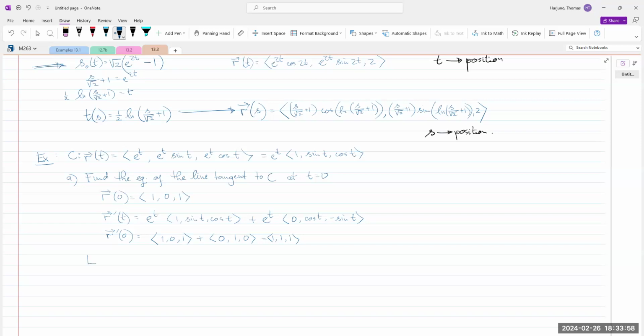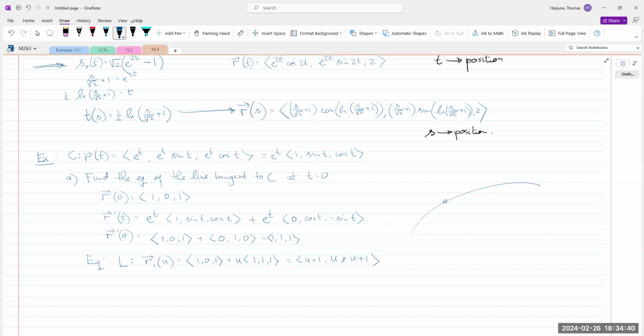Okay, so the equation of the line, the tangent line, is given by, let's call that R1U maybe, just to differentiate that from the T. R1(U) equals the position plus U times (1, 1, 1), which is (U+1, U+1, U+1). Okay, that's the line. So imagine you have a curve.